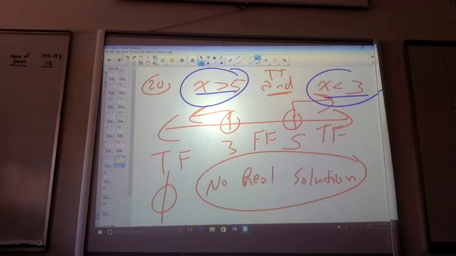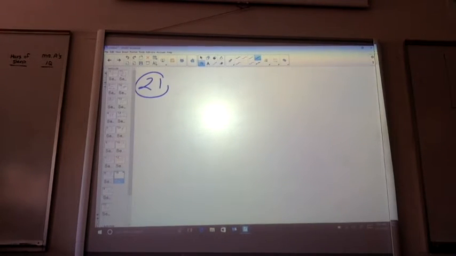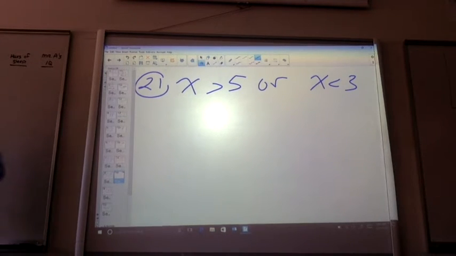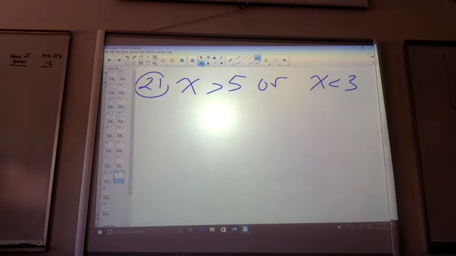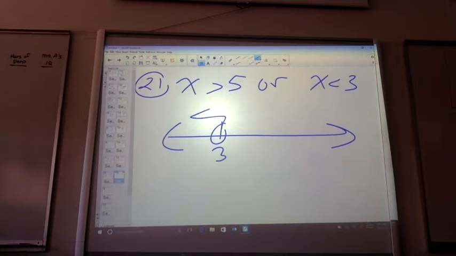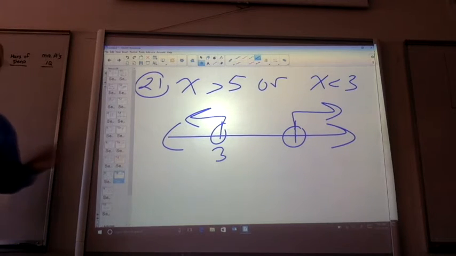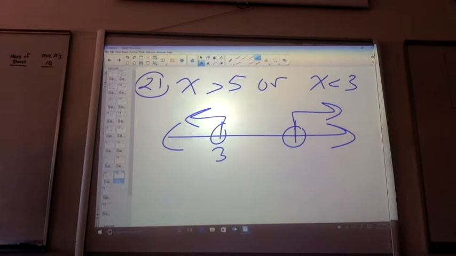Okay? 21 is what kind of problem? Or. So what does an or problem need to have? At least one solution. At least one solution, correct. So a true, true works, and a true, false works. A false, false doesn't. So let's take a look at what this problem does. Okay, I want values that are smaller than 3, so that's going this way. Values that are bigger than 5, that's going this way. Okay? Does this appear to be every or problem we've ever worked?